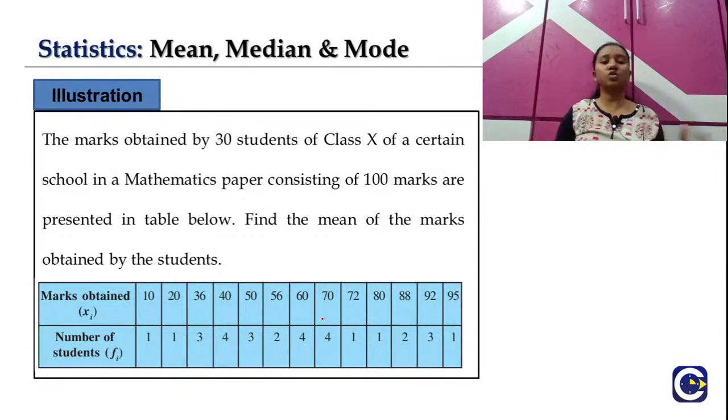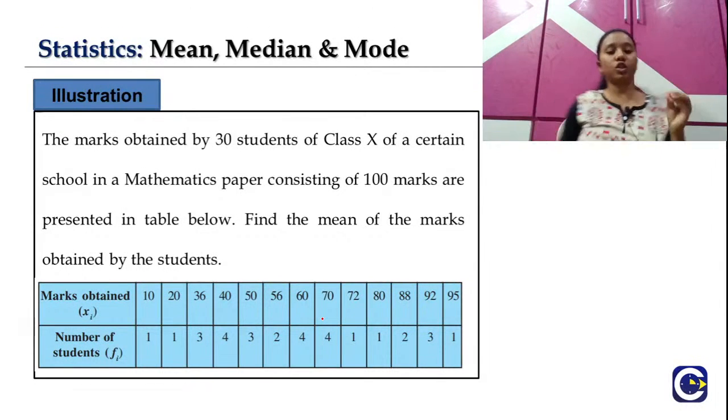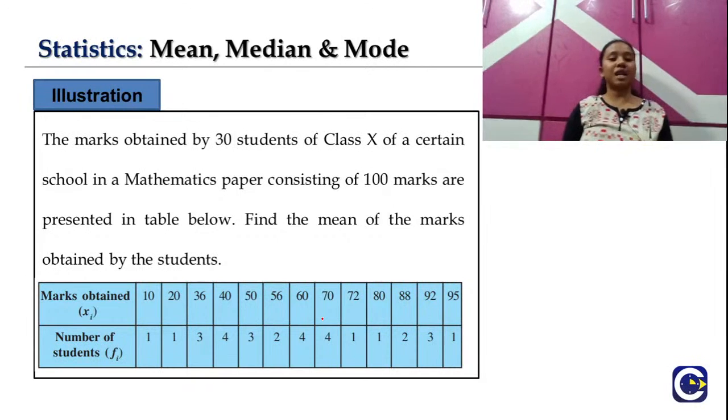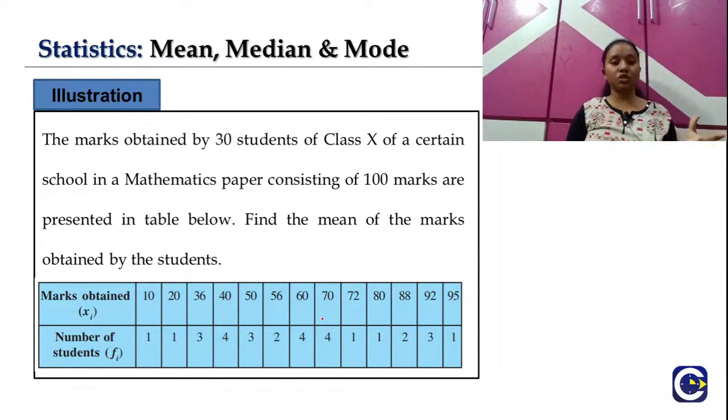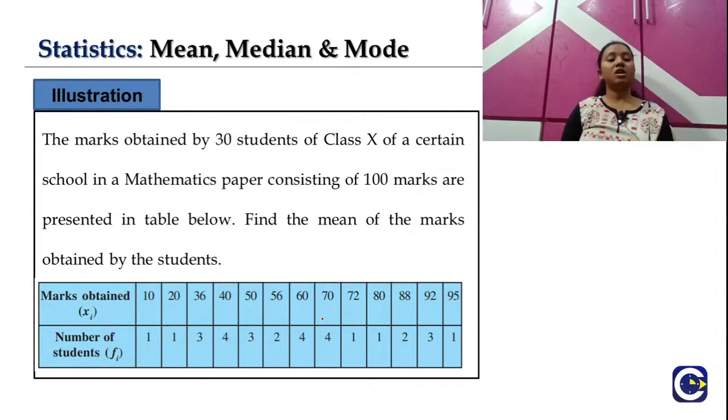Many of the students are very confident in this, but while solving it they make small calculation errors, like some multiplication or addition mistakes. Please try to avoid those things, because when it comes to statistics, at our JE level, it's all about the formulas and the calculation you'll be doing. So quickly, guys, give it a try.